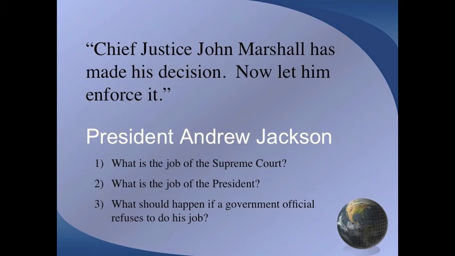Now, what is the job of the Supreme Court? It is to interpret the laws of the nation to make sure that they are faithful to the United States Constitution. The job of the president is to execute those laws. If the Supreme Court says something, the president needs to execute those laws. What should happen if a government official does not follow the laws of the Supreme Court? Well, I leave it to you to answer that question.